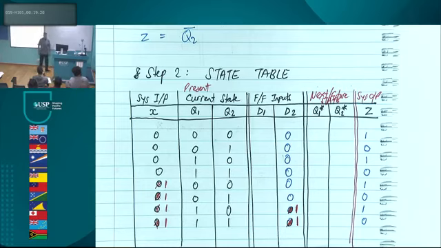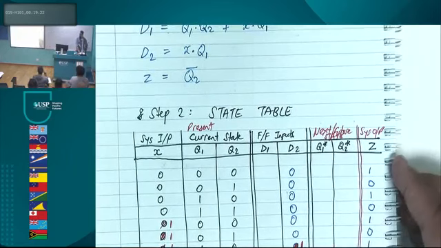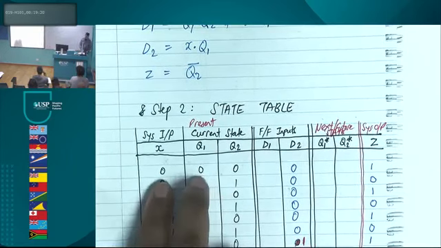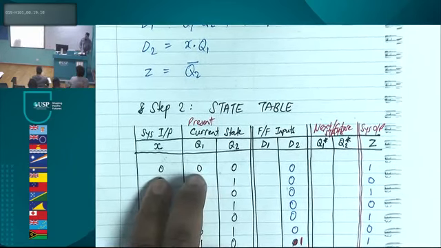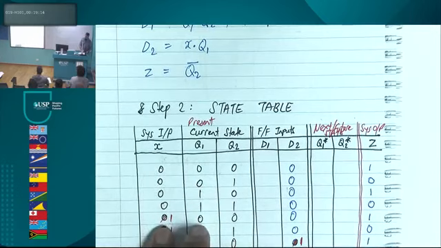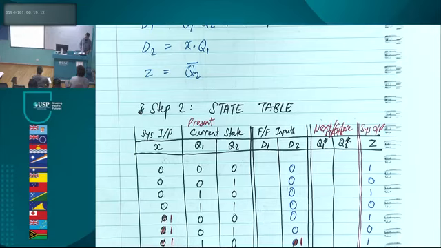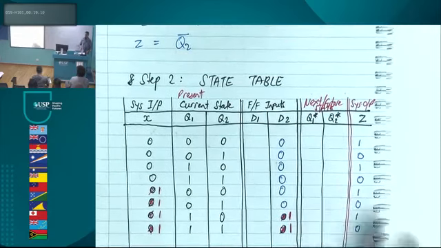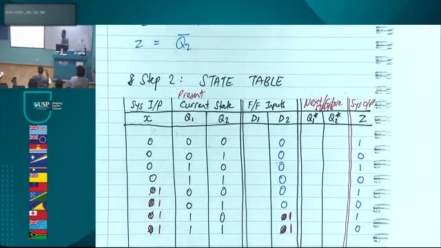D2, what was D2 equal to, guys? D2 was equal to X and Q1. So all I did was say, wherever there's a 0, the answer should be 0. 0, 0, 0, 0, 0, 0, 1, 1. Only the last two come out to be 1. Fairly simple sort of truth table population.